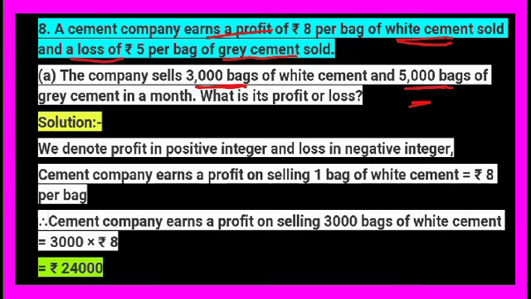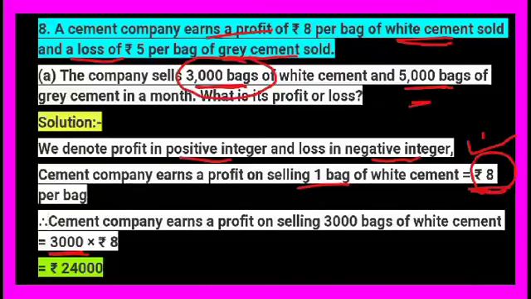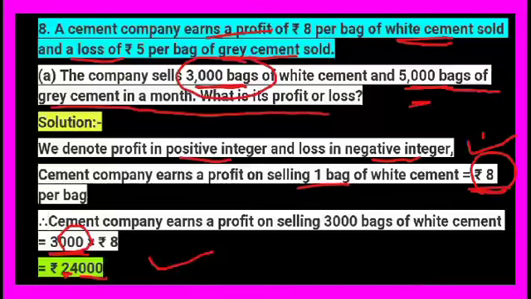So first of all, we know that we always use positive integer for profit and negative integer for loss. After that, here we have, by selling one bag of white cement, the company earns profit of rupees 8. And for that, here we have 3000 bags. So we need to find the profit of 3000 bags. For that, we need to multiply these 3000 bags by 8. And we know that 8 3s are 24 and these 3 zeros after it. So here we have the amount of profit, rupees 24,000. Now we have another condition here. It is about loss. So we will find the loss of 5000 bags also. Then after we will decide whether it is profit or loss.